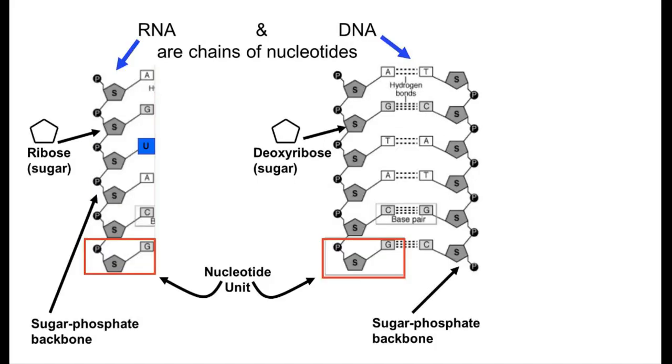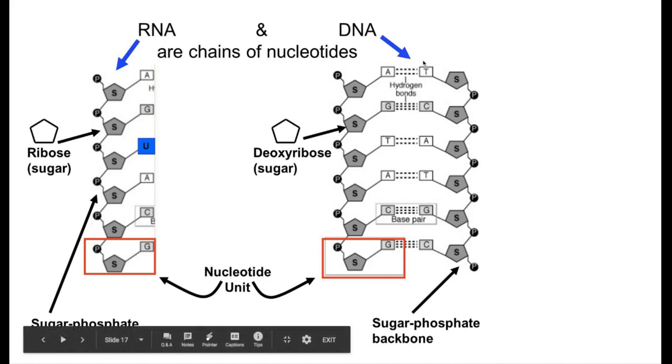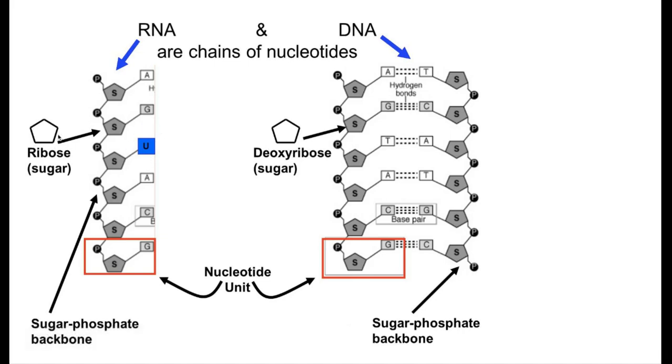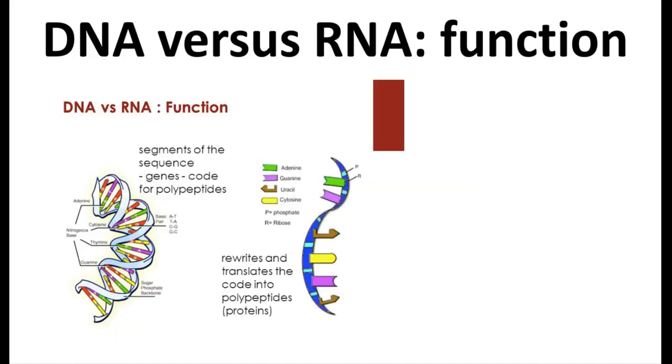So for my visual people, here are just some differences between our DNA and RNA. RNA, I can see my single strand. DNA, I have two sugar phosphate backbones. DNA, there are thymines, whereas RNA, there are uracils in its place. And then I have ribose in place of deoxyribose for my RNA.